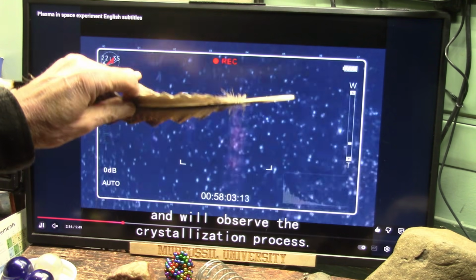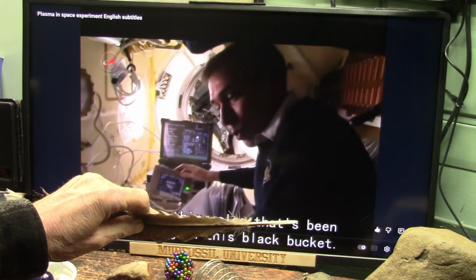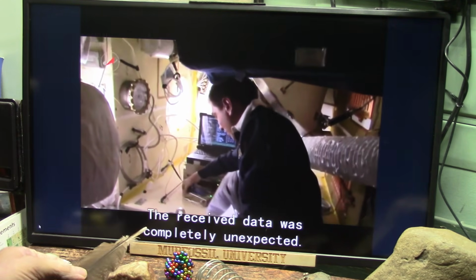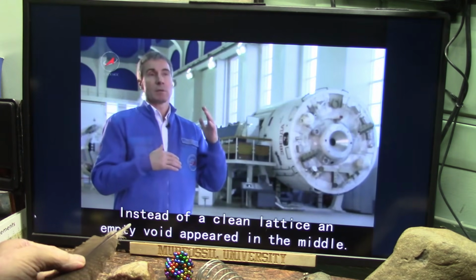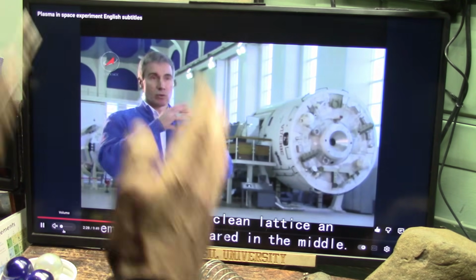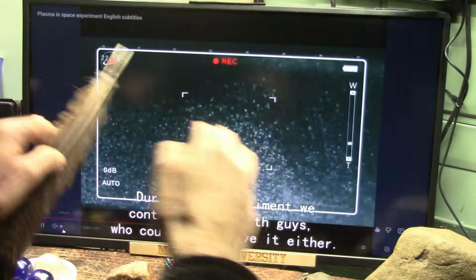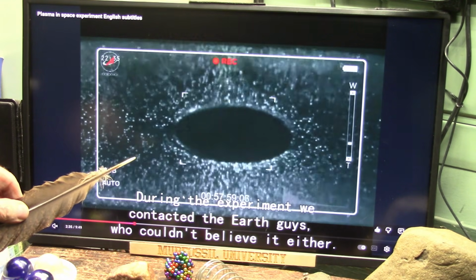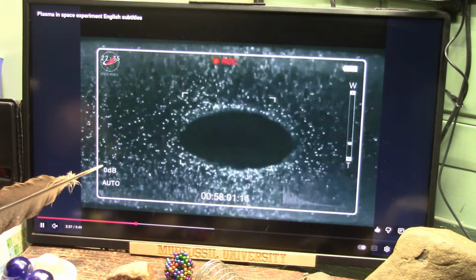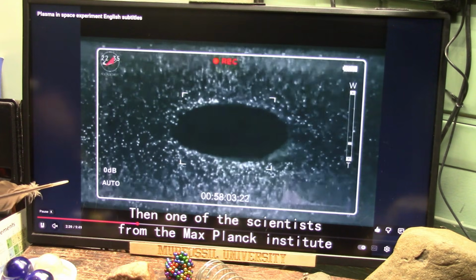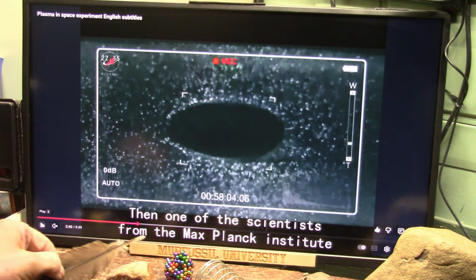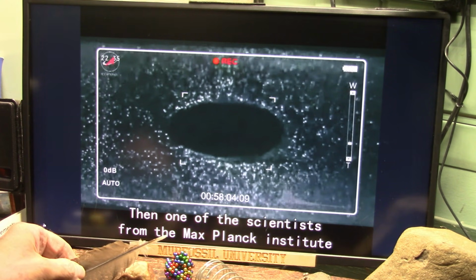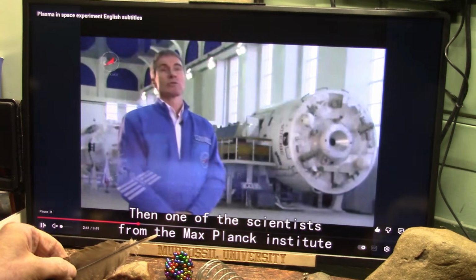They still have gravity pulling towards Earth. But once they settled, it was completely unexpected. They were looking for a lattice. It was going to be a lattice like that. And here's what happened. Boom, boom, boom, boom, boom. You see this? This is what created the black hole. One of the scientists from the Max Planck Institute locked himself in his office for, I don't know, a couple of weeks or something.